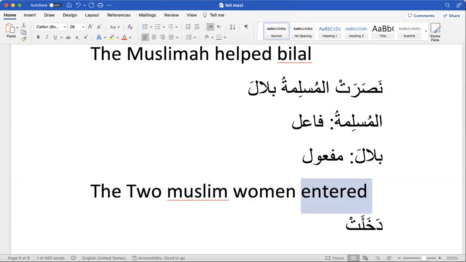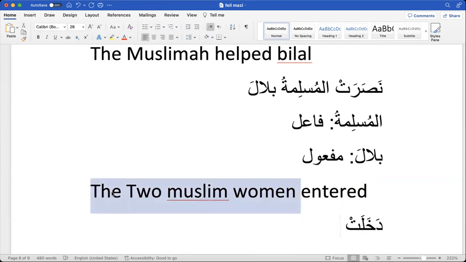So I will write a fa'il version here, because I cannot write the huwa version, because the fa'il is feminine, correct? So I wrote dakhalat. Only dakhala or dakhalat can have an outside doer. In this case, the outside doer is feminine, so I wrote the dakhalat version. Now I have to write the outside doer: two Muslim women. Now, what should be the status of this? Should it be marfu, or mansub or majroor? As it is fa'il, and the rule tells us the fa'il has to be what? Marfu. So what is the marfu version of two Muslim women?